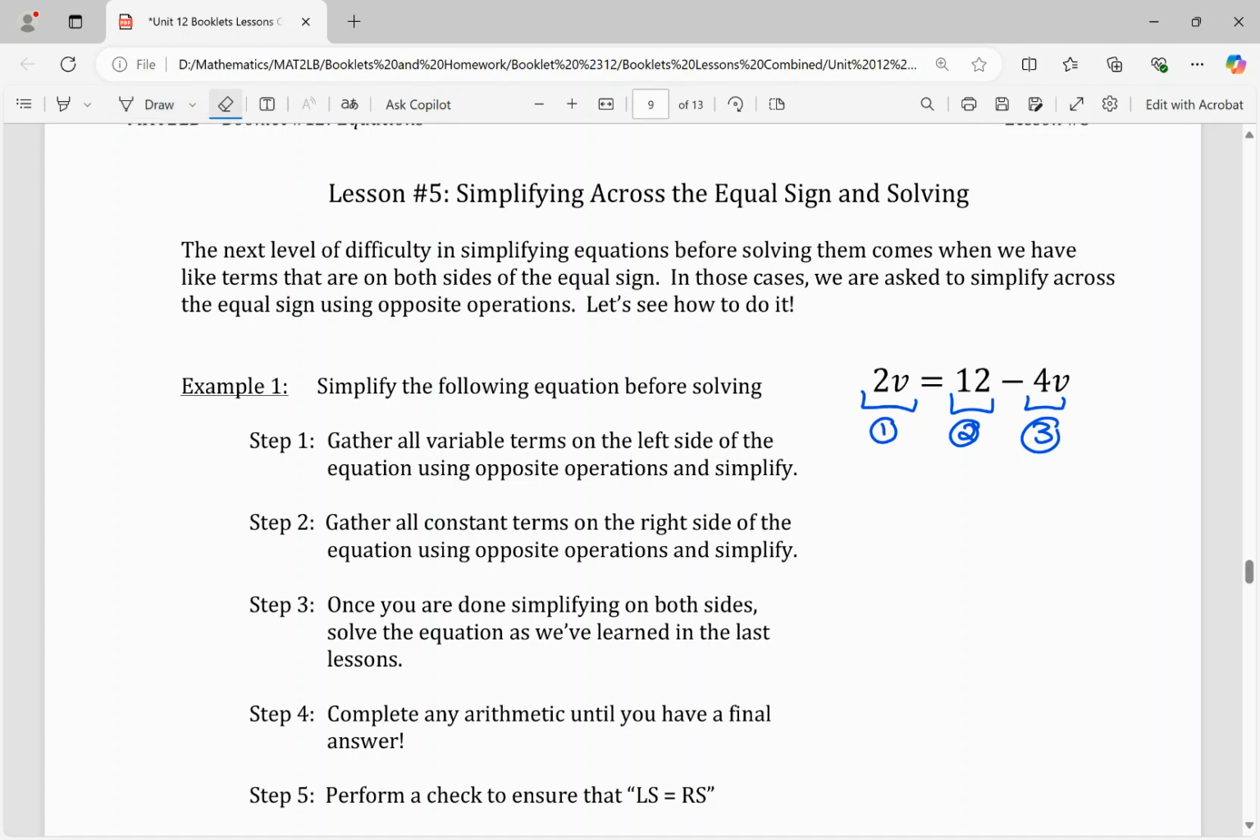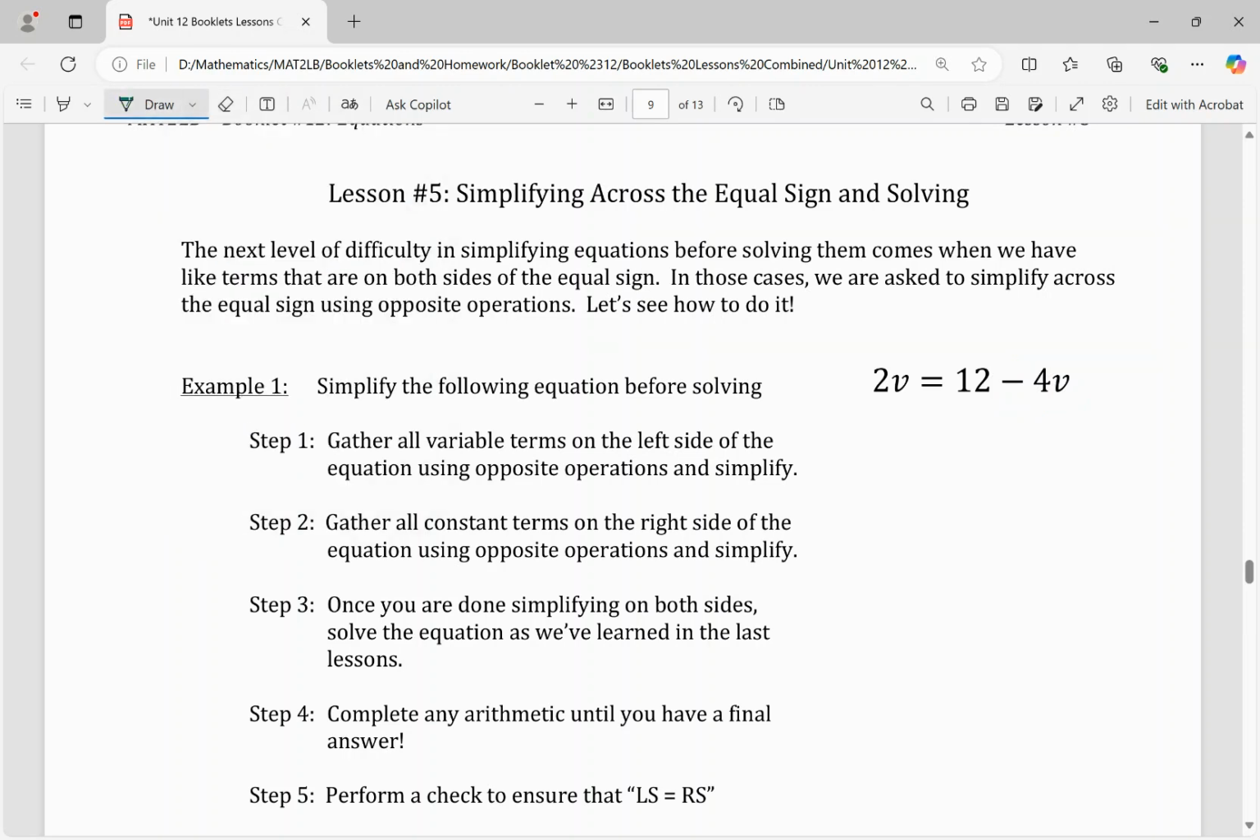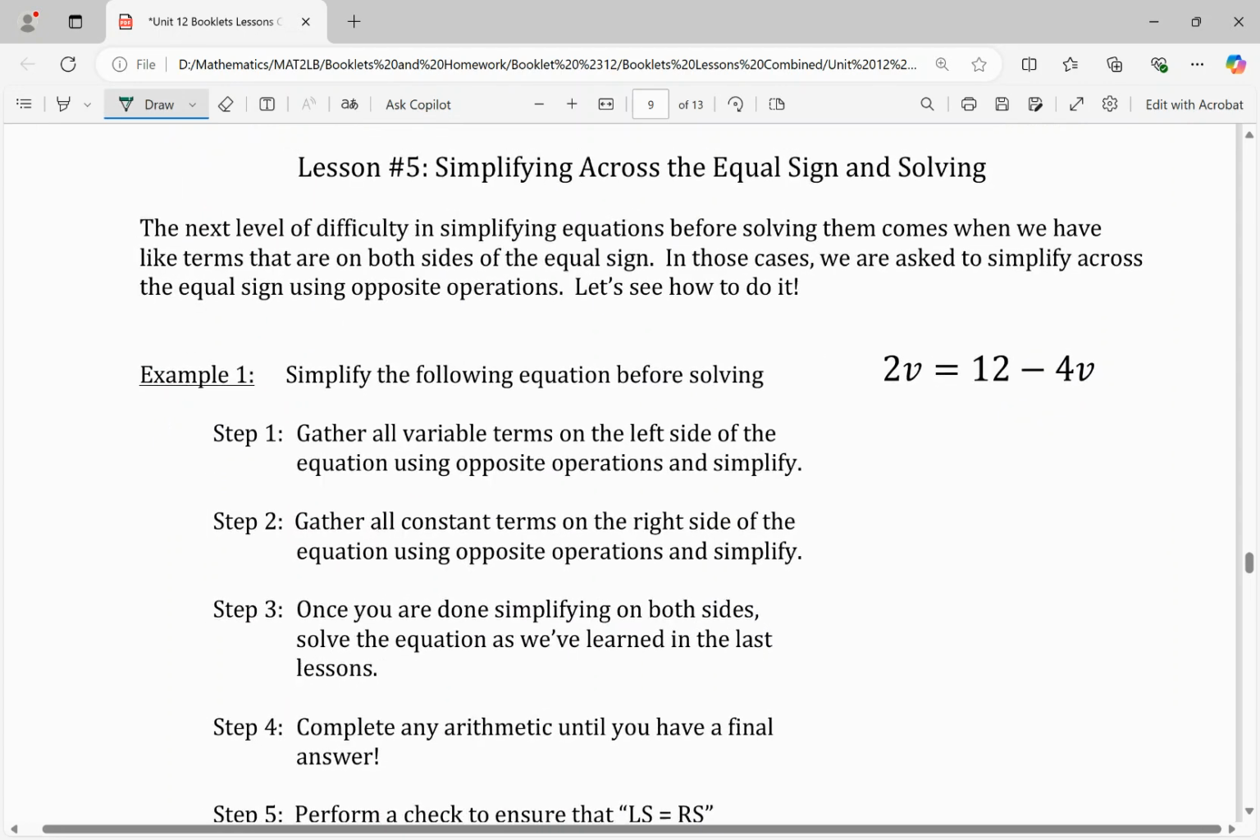Now, our goal is to have both of our terms with the v on the same side of the equal sign. So that's term 1 and term 3. They need to be on the same side of the equal sign. So we're going to take this entire thing and we're going to bring it over. How do we go about doing that? We need to use opposite operations. Now, this is the part that's going to be a little bit challenging. So if you need help, come see me and we can walk through it one-on-one, but I'll do my best to explain it here.